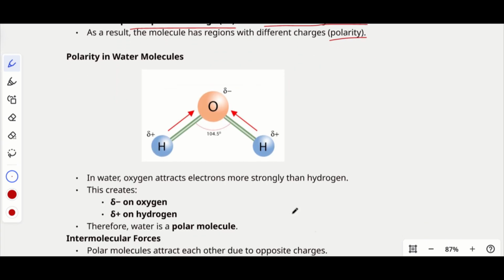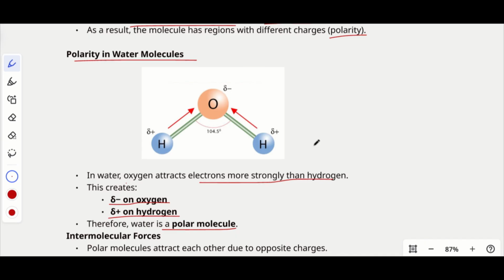So let's see the polarity in water molecules. You can see here we have oxygen with the delta negative and hydrogen with the delta positive. In water, oxygen attracts electrons more strongly than hydrogen. So it creates delta negative on oxygen and delta positive on hydrogen. Therefore, water is a polar molecule.